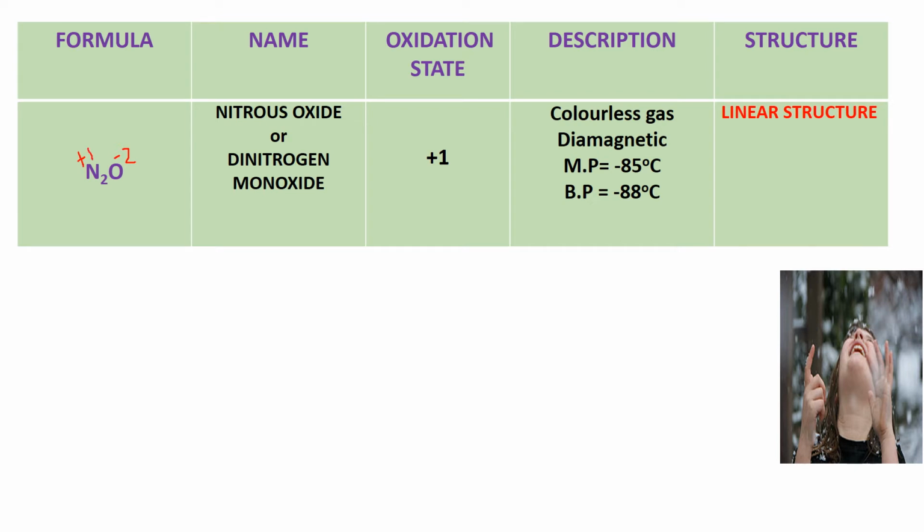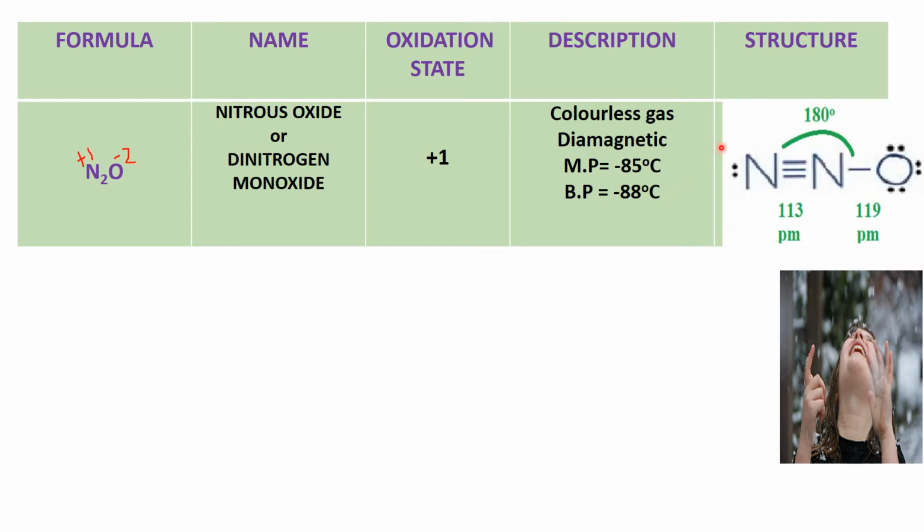It is a colorless gas and it is diamagnetic in nature. That means it has no unpaired electrons in its molecular orbitals. Its melting point is -85 degrees Celsius, boiling point is -88 degrees Celsius. It has a linear structure. The linear structure is shown in this figure, and nitrogen-nitrogen bond length is 113 picometer, nitrogen-oxygen bond length is 119 picometer, and its bond angle is 180 degrees.